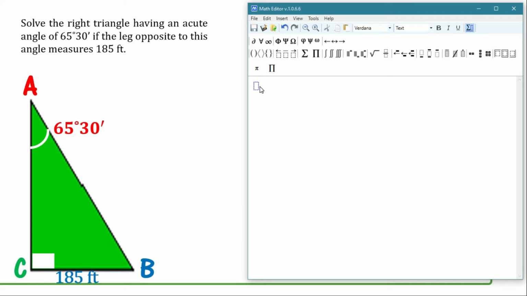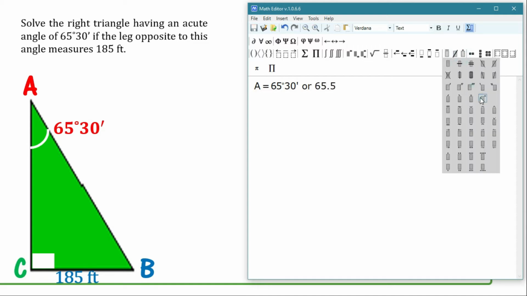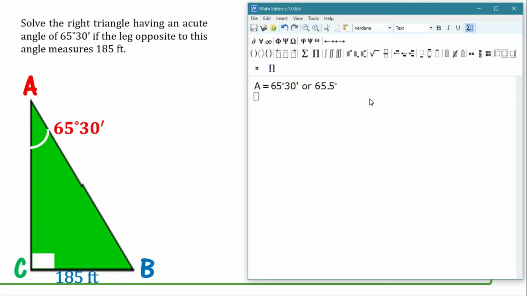Ang sabi natin, ang acute angle natin or si angle A measures 65 degrees and 30 minutes. And if we are going to transform that into decimal degrees, that is actually equivalent to 65.5 degrees. Okay? Next. Ang sabi diyan, the leg opposite to this angle measures 185, meaning to say, O would be equivalent to 185. Okay. So, we are given an angle here.